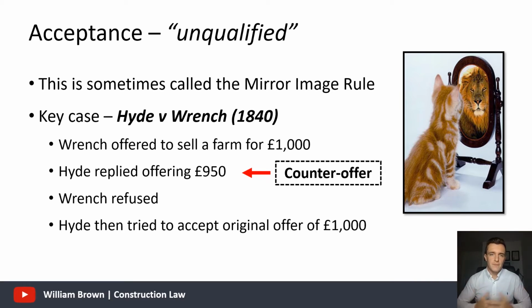So Mr. Wrench, back in 1840, offered to sell his farm to Mr. Hyde for £1,000. So that was quite a lot of money back in the day. This was a serious transaction. Mr. Hyde replied, offering £950, so again trying to haggle a little bit, trying to negotiate, and the point is that that was not an acceptance. That did not match in that mirror image way the offer that was made by Mr. Wrench, and therefore no contract formed at that point.